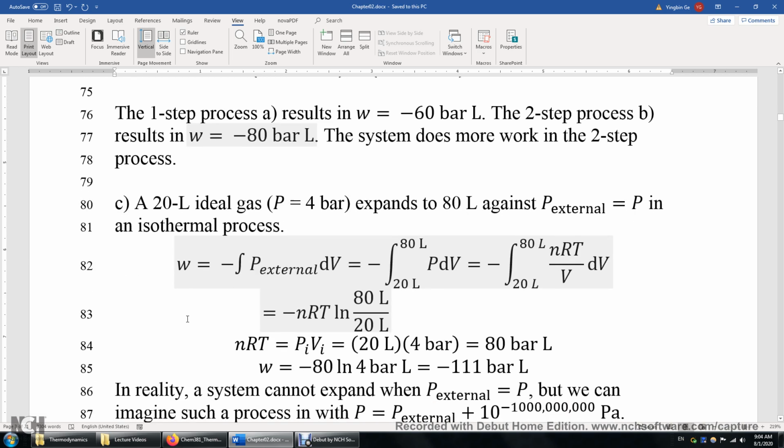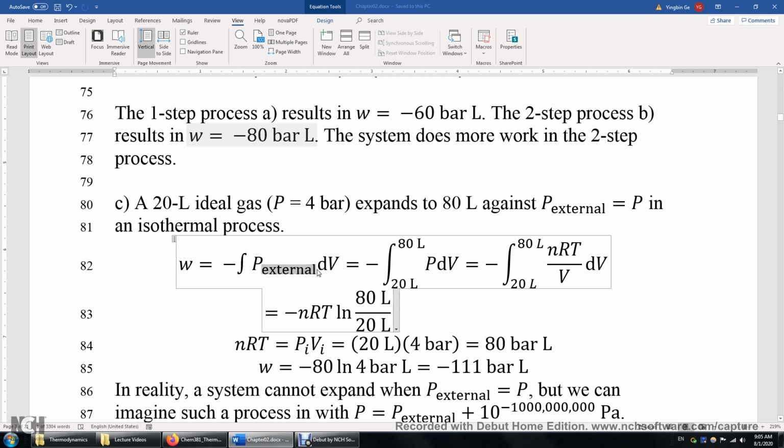So finally, a third process, C. Again, the same initial state, the same final state, but this time I want to say P external is equal to P in the entire isothermal process. So this P external is not going to be a constant because the pressure of the system changes with volume. So still, we start from the definition of work, negative integral P external dV, and then we can replace this external pressure with the system pressure because of this information.